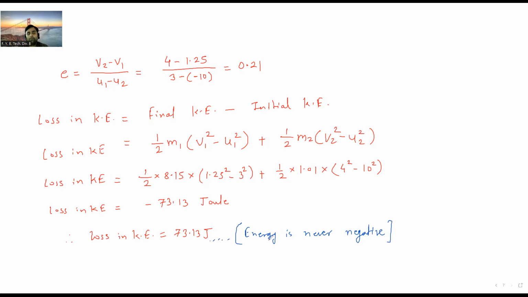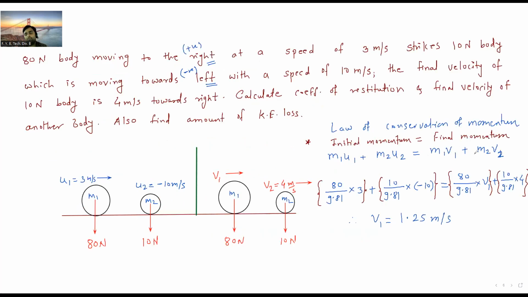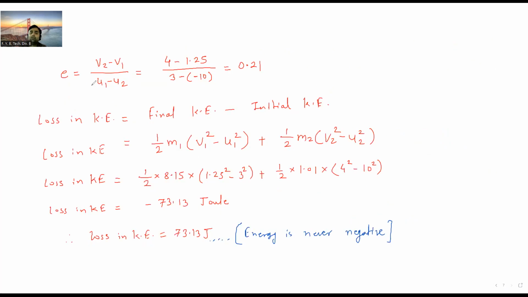So this is one type of problem. In this problem, see, you have used law of conservation of momentum and you have calculated one velocity, which is unknown. Here, u1 is known, u2 is known, v2 is known, v1 is not known. So how to calculate it, by law of conservation of momentum. Then this formula I have written for you, coefficient of restitution. We have calculated the coefficient of restitution and this is the loss in kinetic energy.